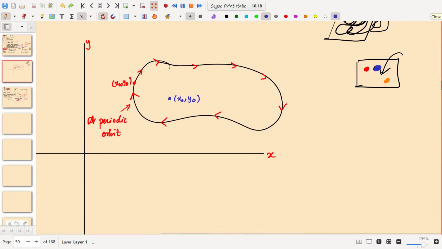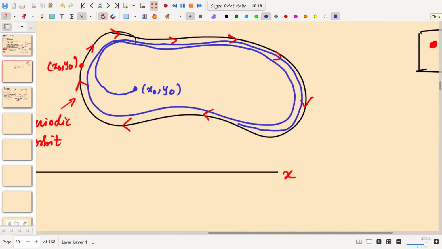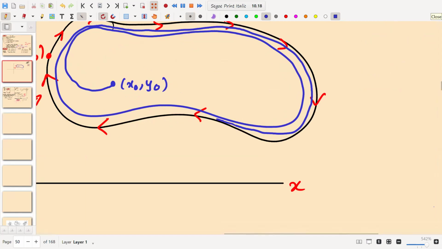If those things cannot happen, what other possibility does it have? It has something like this. It can keep on wandering, but not touch itself. That's the idea. If it cannot touch, what are the options? If you continuously evolve, it will slowly converge to this orbit, right? Do you agree?